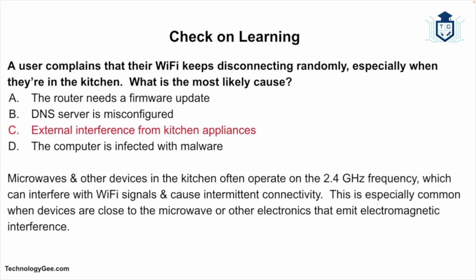And the correct answer is you're probably dealing with external interference from kitchen appliances. So microwaves and other devices in the kitchen often operate on the 2.4 gigahertz frequency, which can interfere with Wi-Fi signals and cause intermittent connectivity. And this is especially common when devices are close to the microwave or other electronics that emit electromagnetic interference.